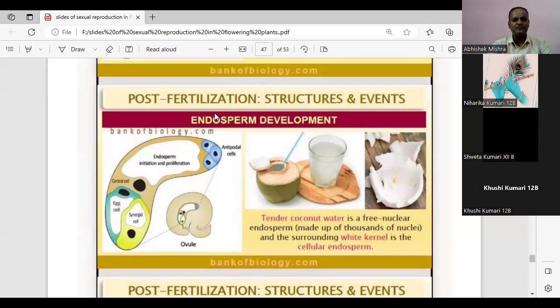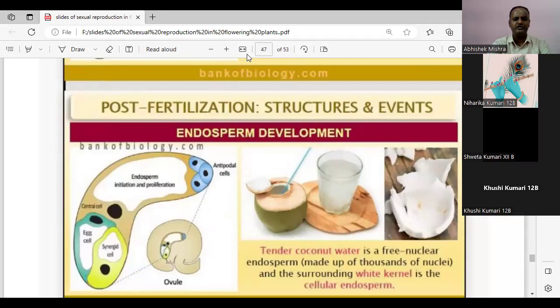So endosperm is clear to all? What is endosperm and how does the development occur in the endosperm? With this image only, we can see how the endosperm proliferates. Endosperm is clear to all? Through the chat box, you can give the reply. I want the reply from all the students.